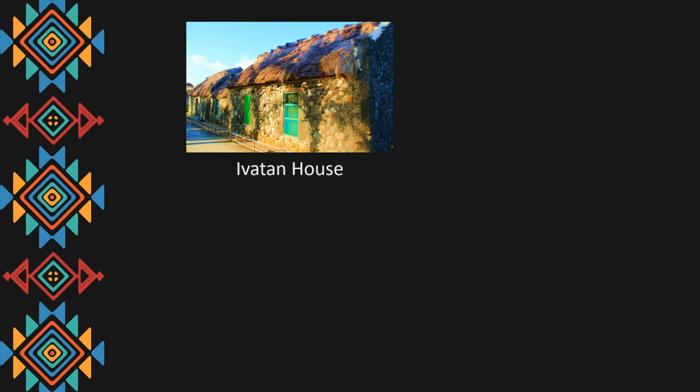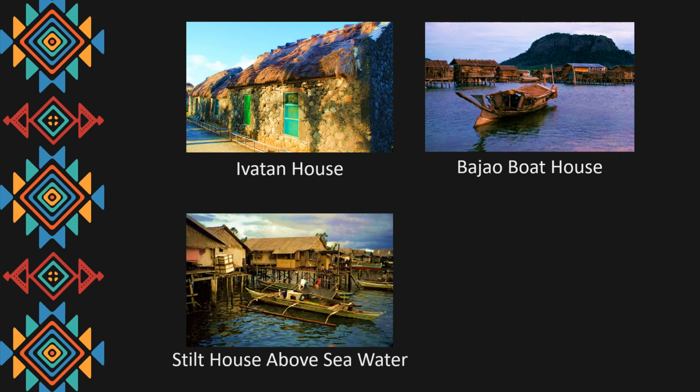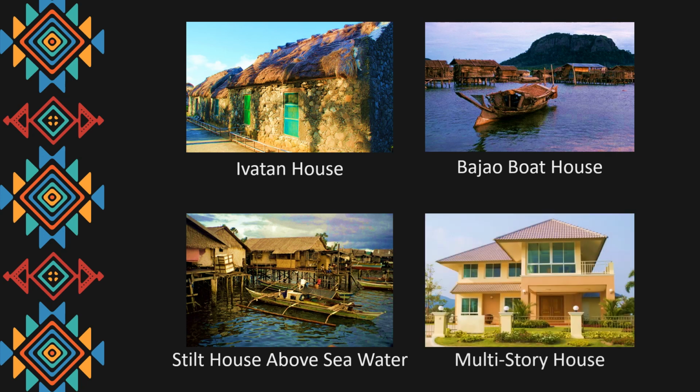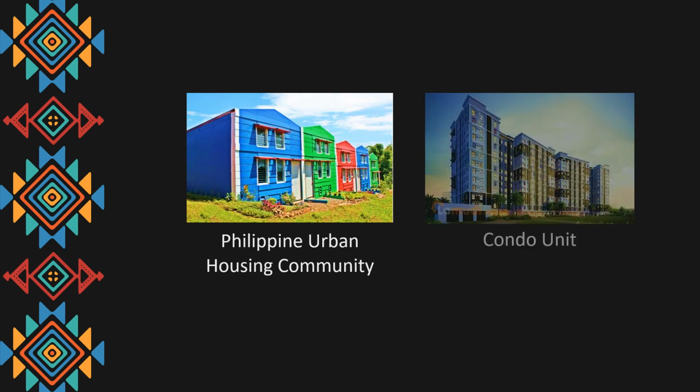cogon grass roofs. We also have the Bajau Boat House, which corresponds to their way of living, which is the traditional free diving for fish and pearls. We also have the Stilt House above seawater, which is seen also in urban places. And we have also the modern multi-story house, which is usually made of concrete cement. We also have these modern Philippine houses, the urban housing community, and the condo unit.